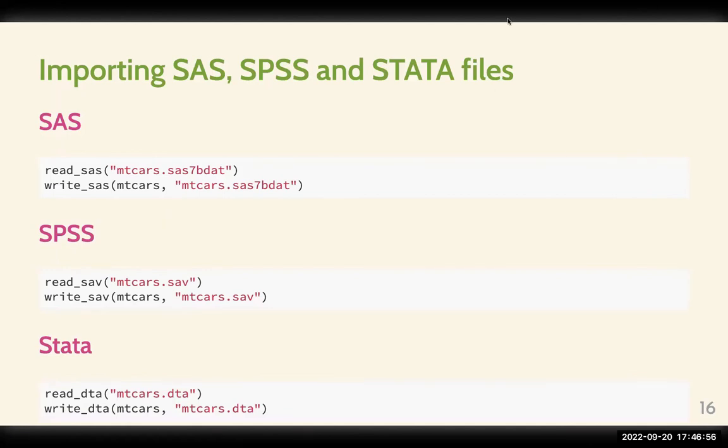So far, we learned how to read an Excel file and a CSV file. You can also read files from SAS, SPSS, and Stata. Furthermore, you can write files into SAS format, SPSS data format, and Stata format. With SAS, you are using read_sas, and in order to write, we are using write_sas. With SPSS, you are using read_sav. In order to write files, we are using write_sav. With Stata, we are using read_dta. And the other function, in order to export data, is write_dta.